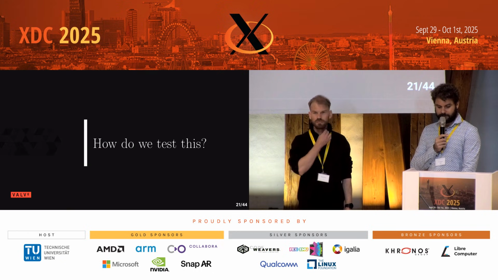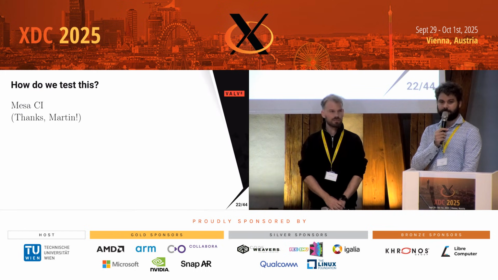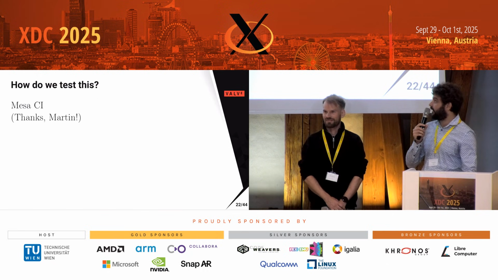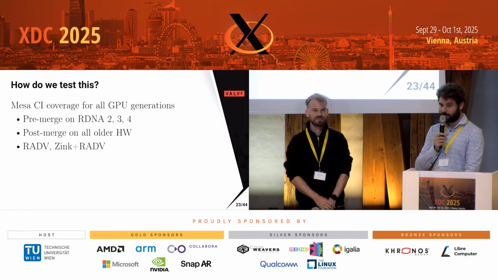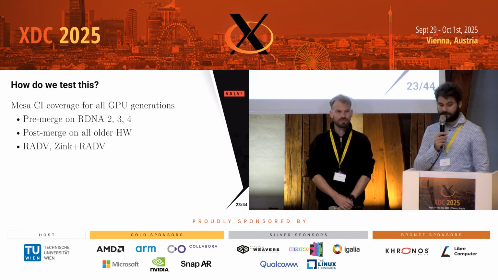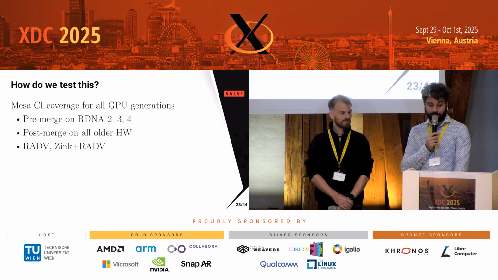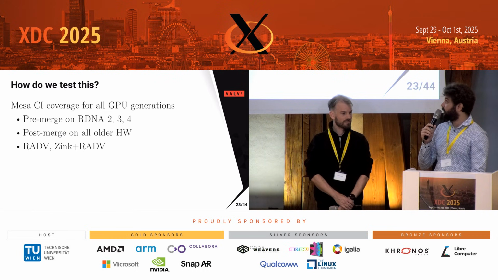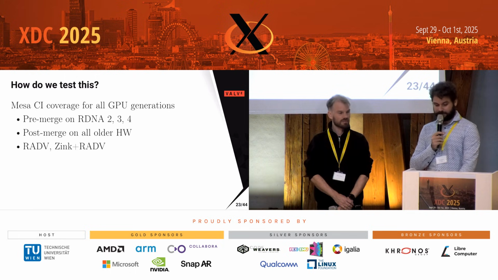And I just want to say a few words about how we test this. So we have Mesa CI for RADV, thanks to Martin, who is working tirelessly on that. And thanks to his efforts, now we have CI coverage for all GPU generations. So basically, literally every single AMD generation now has a CI runner. And if we have some changes in the driver, we can run tests on all of them at the same time, see if it works. If not, we can fix it. We have pre-merge testing, of course, on the latest ones, post-merge on everything else, just because we don't have all the hardware in the world to do everything pre-merge.